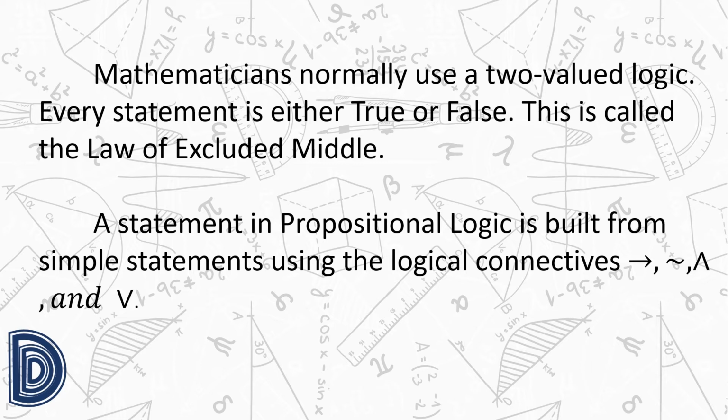Mathematicians normally use a two-valued logic. Every statement is either true or false. This is called the law of excluded middle. A statement in propositional logic is built from simple statements using the logical connectives: implication, negation, conjunction, and disjunction.